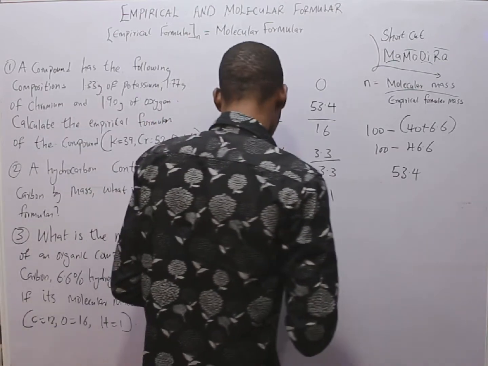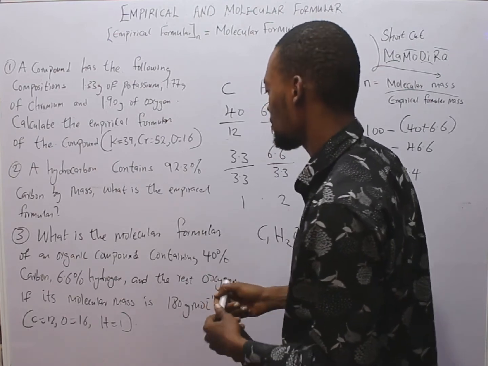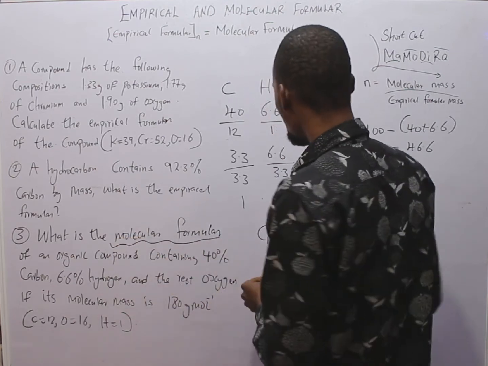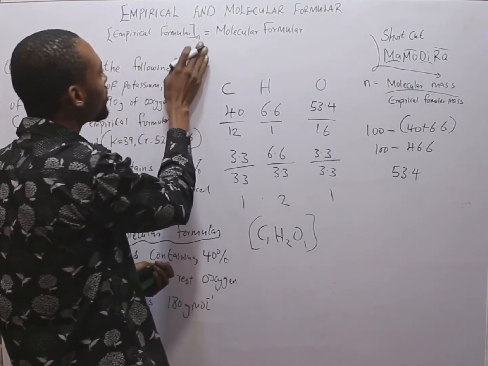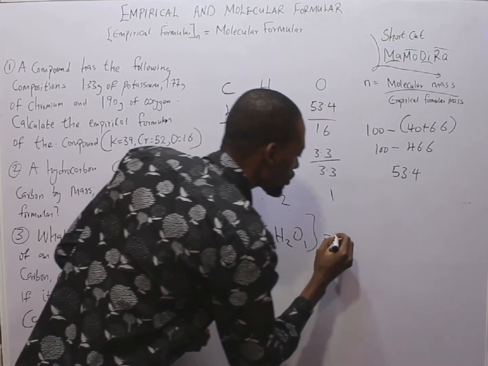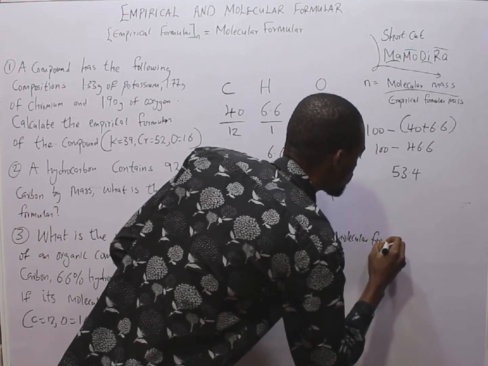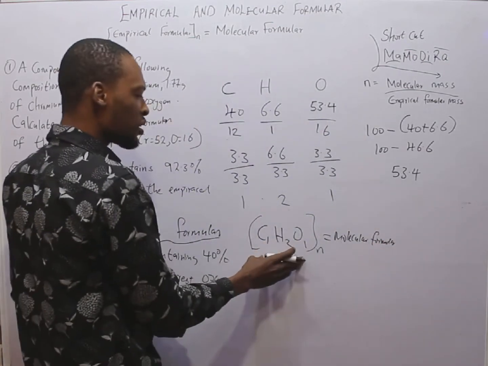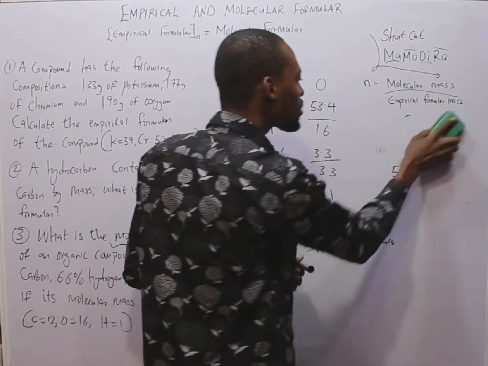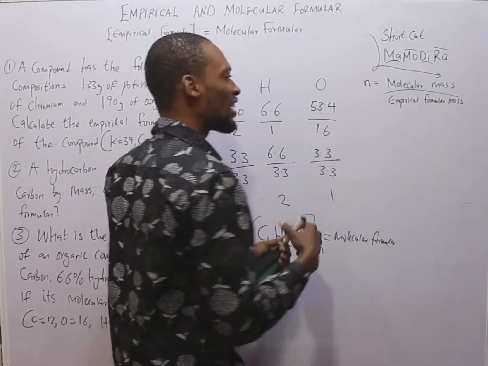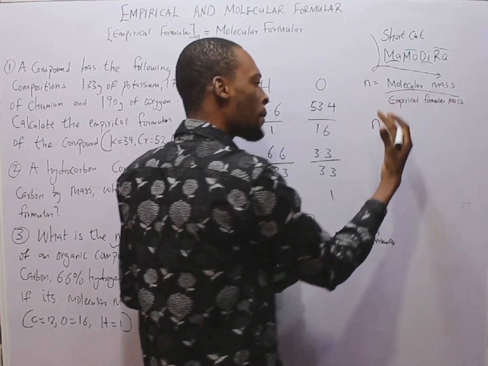But look at the question. It says find the molecular formula. Molecular formula. This is the empirical formula. And from what I said earlier, empirical formula times n equals molecular formula. We know the empirical formula, but we don't know n. How do we get n? The easiest way to get n is using this formula. n is equal to molecular mass over empirical formula mass.